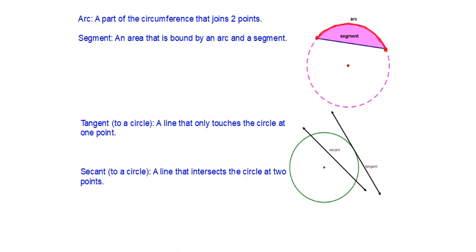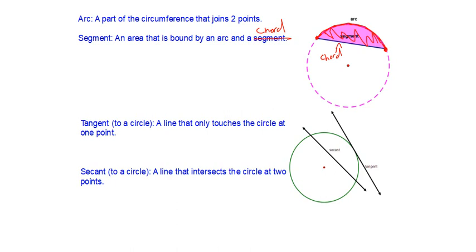The next part is a segment, which is the area that's bound by an arc and a chord. That should not say segment, that should say an arc and a chord. We'll just fix that up. So here we have a chord, and here's the arc. The segment is the area that's bound between those two things. I'll label this as a chord so you can see that, and the arc. That area is what we would call the segment.